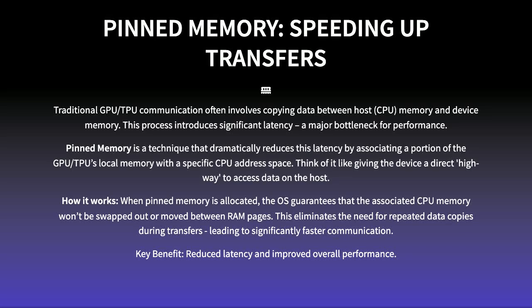Okay, let's talk about a clever trick for speeding up GPU and TPU data transfers. It's called pinned memory. Basically, when you allocate memory on a device like your GPU or TPU, you can tell the system to keep that memory spot locked in place. This means it won't get swapped out of RAM like regular data might. The result? The device gets direct access to the CPU memory without having to constantly copy information back and forth, which drastically cuts down on delay and boosts overall speed.